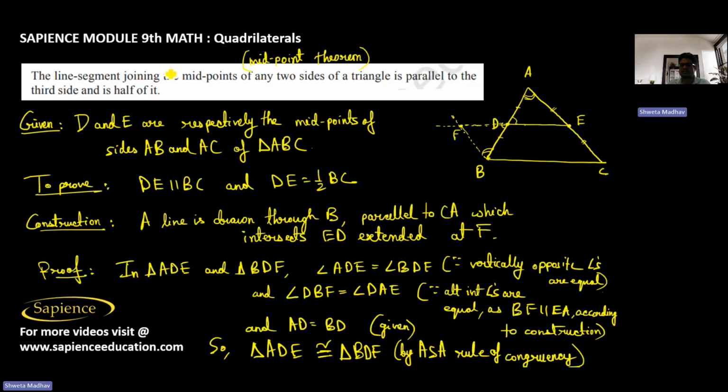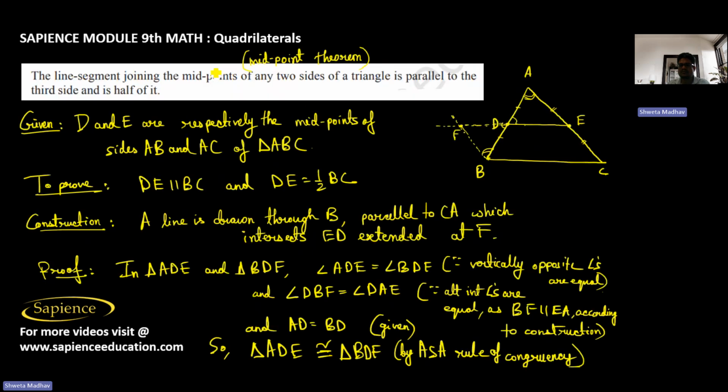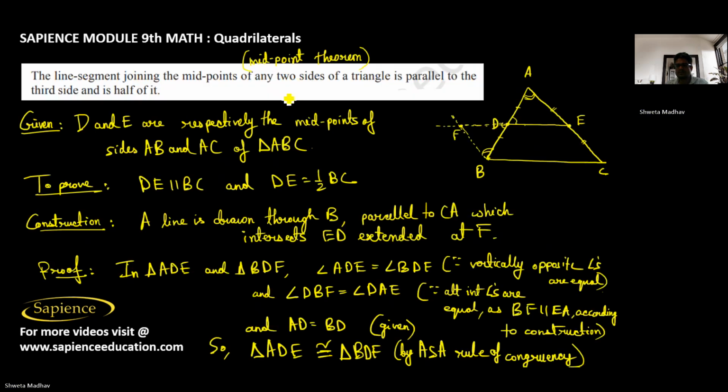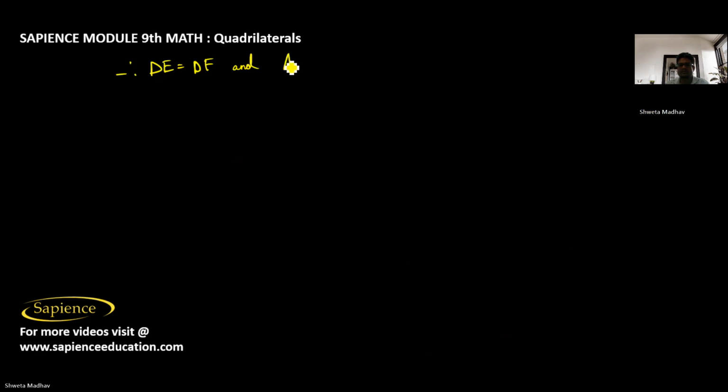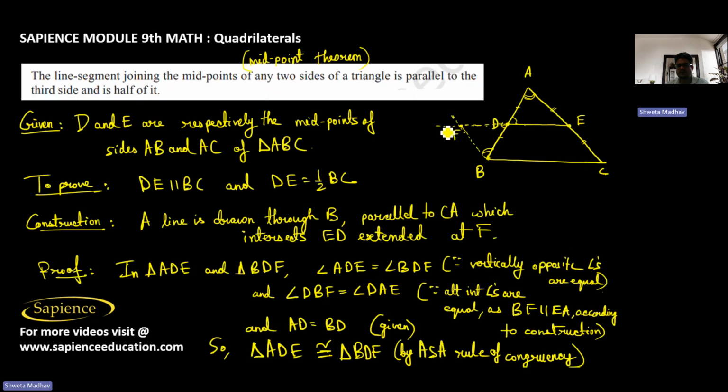Now, therefore, I can say that DE equals DF, and obviously AE equals BF. So we have proved D is the midpoint of EF.